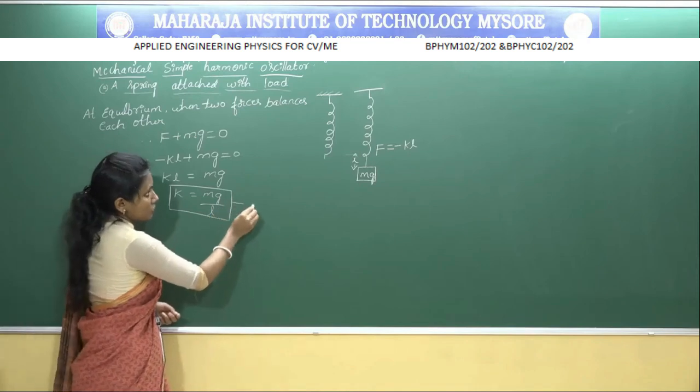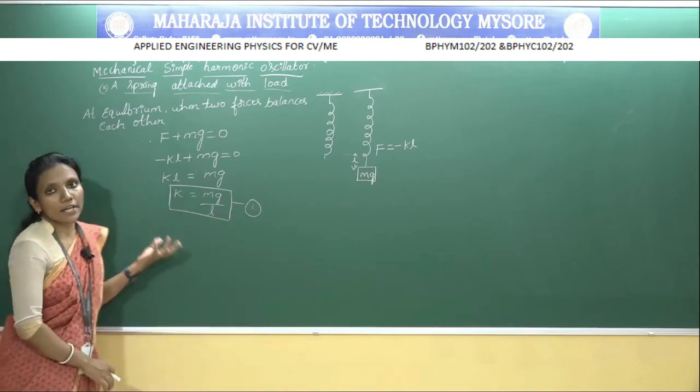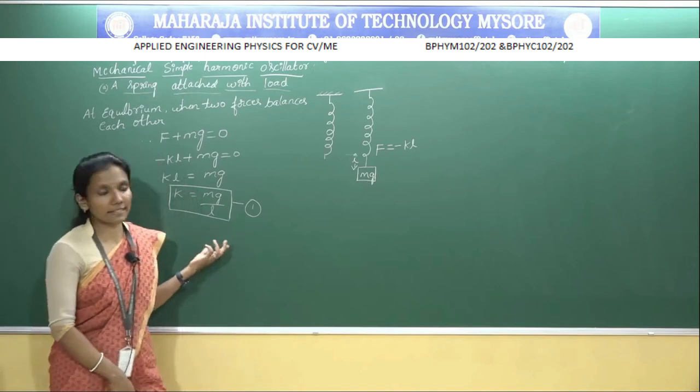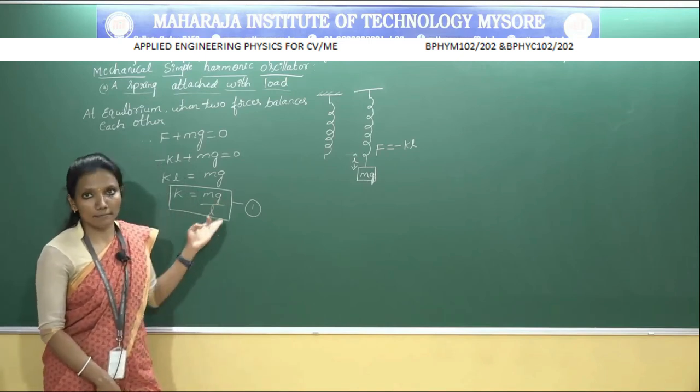Let us name this as equation 1. This is at the equilibrium position. What is the spring constant we are getting? That is K is equal to mg by L.